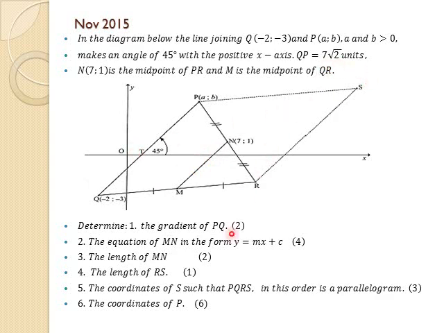We want the length of RS. If this is a parallelogram, RS must be the same length as PQ. Then the coordinates of S such that PQRS is a parallelogram: Q and S, and P and R, must share the same midpoint. So using the midpoint formula, I'm going to find the coordinates of S. Then we want the coordinates of P. I have the gradient of PQ and the length of PQ, and I'm going to use those two together to find the coordinates of A and B.